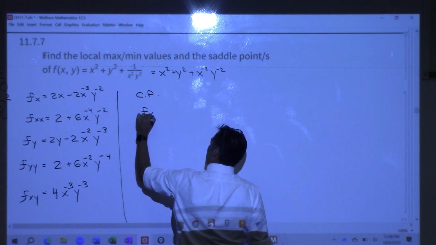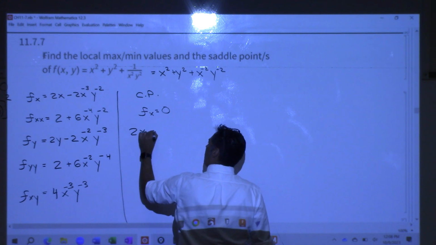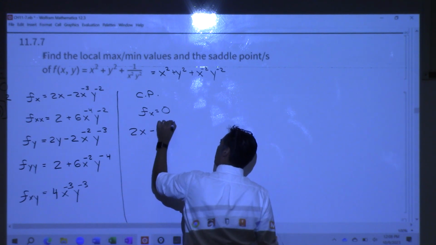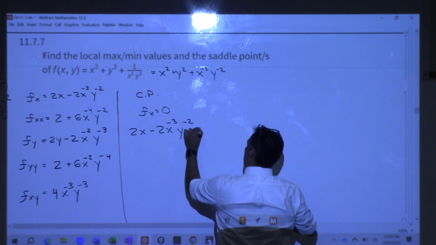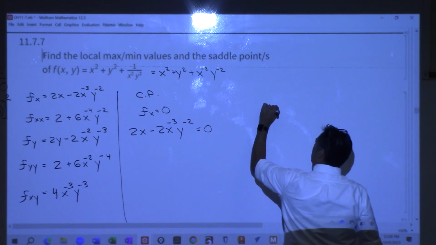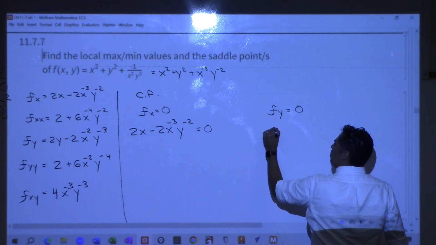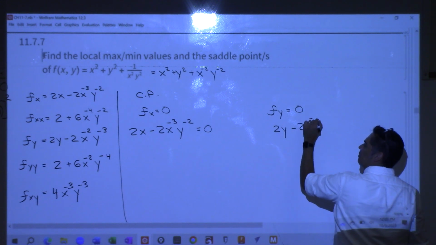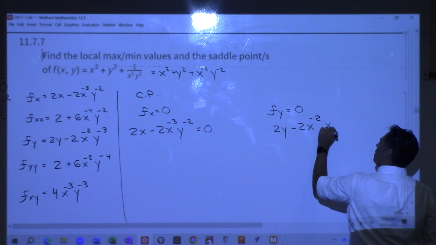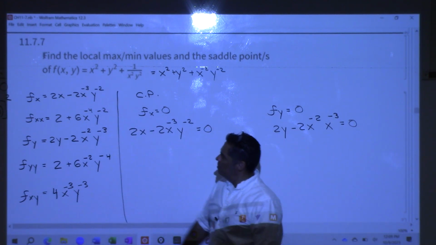Let's see where the partial of f with respect to x is equal to 0. 2x minus 2x to the negative 3, y to the negative 2 equals 0. And then the other one, partial with respect to y equals 0, is 2y minus 2x to the negative 2, y to negative 3 equals 0. So setting both of those equal.